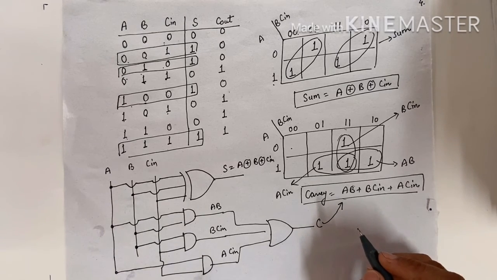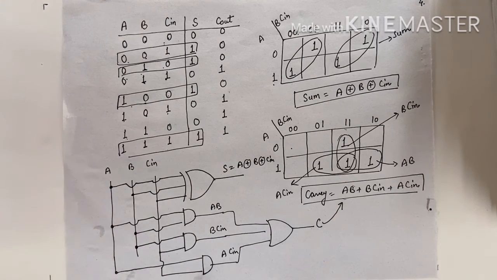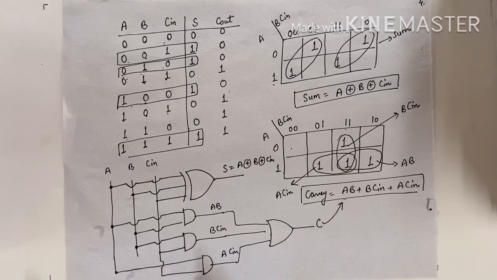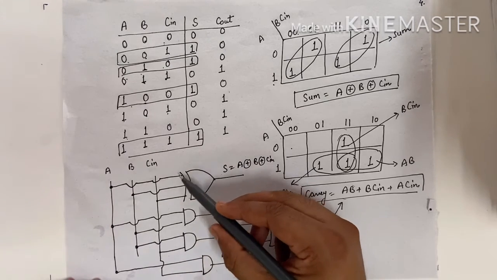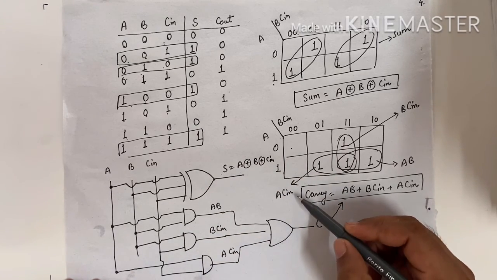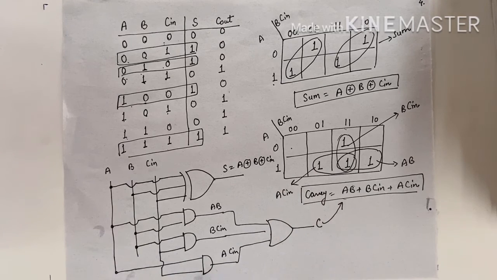Okay, so we can see that in this logic diagram we can get two level logic operation. This is the first level of logic operation and this is the second level logic operation. So in this way we can develop a full adder. So it is clear.